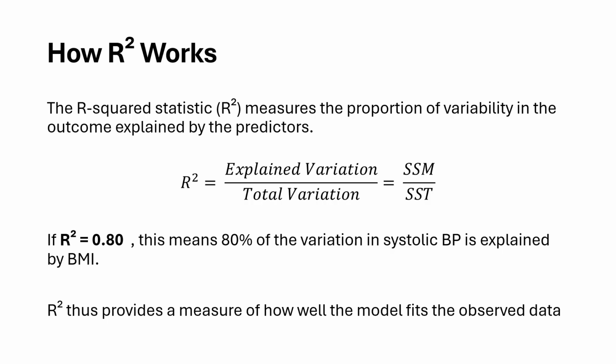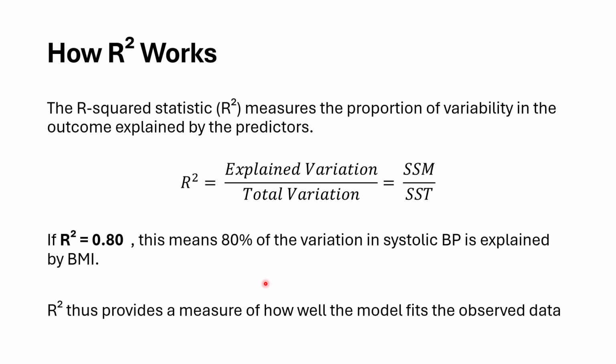And once you have the total variation, which is the sum of explained and unexplained variation, you can then calculate the R square as follows. The R squared statistic measures the proportion of variability in the outcome explained by the predictor. So R square is equal to explained variation divided by total variation. And like ANOVA, we call the explained variation the model sum of squares, and total variation is calculated by total sum of squares.